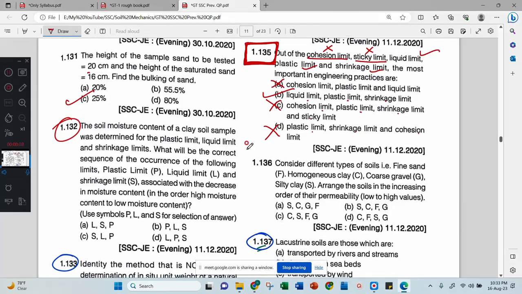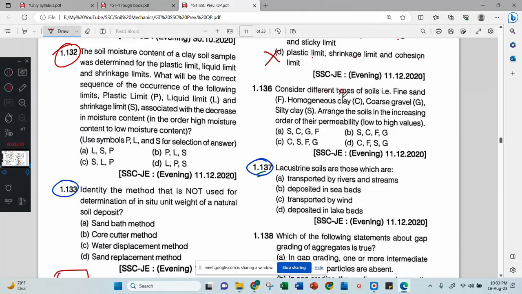Therefore, just remove them. Consider the different types of soil: fine sand, homogeneous clay, coarse gravel, silty clay. Arrange the soils in increasing order of their permeability, low to high. Which one is more permeable?